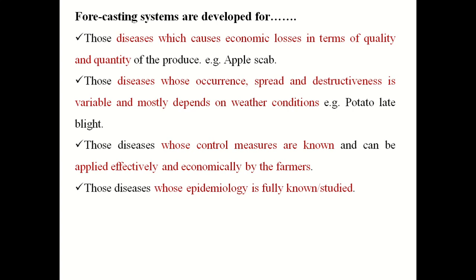Now, forecasting systems are developed for diseases that cause economic losses in terms of quality and quantity, for example, apple scab. Forecasting systems are developed for those diseases which occur severely and cause huge losses, and diseases which develop on the basis of weather conditions, for example, potato leaf blight. Similarly, forecasting systems are developed for those diseases whose control measures are known and can be effectively and economically applied by the farmer. And they are also developed for those diseases whose epidemiology is fully known. Epidemiology means how it spreads, how it increases, how it started, its initiation, all these things.